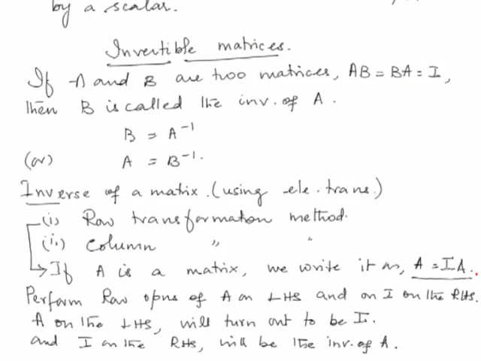Now how do we proceed with the column transformation method? Same procedure is applied here. We will consider a matrix A and we shall write it as A is equal to AI, and instead of performing the row transformation method, you will perform the column transformation method, and again the same procedure will apply. A will turn out to be the identity matrix ultimately, and then I on the right hand side will be the inverse of A. And hence you can conclude the answer. Note that during the procedure, the A which is on the right hand side should be undisturbed.